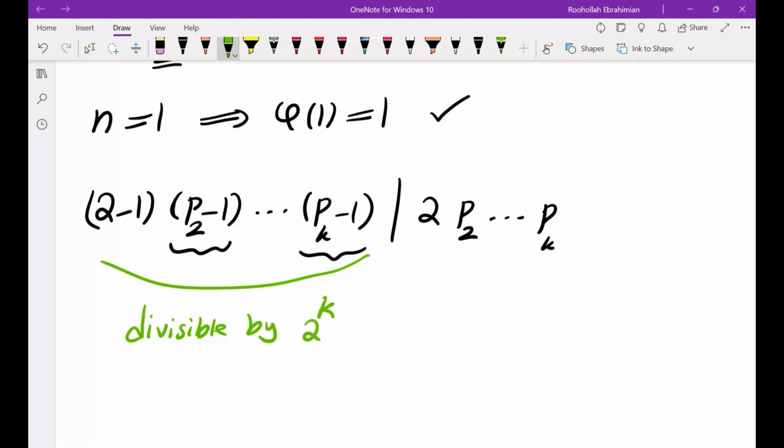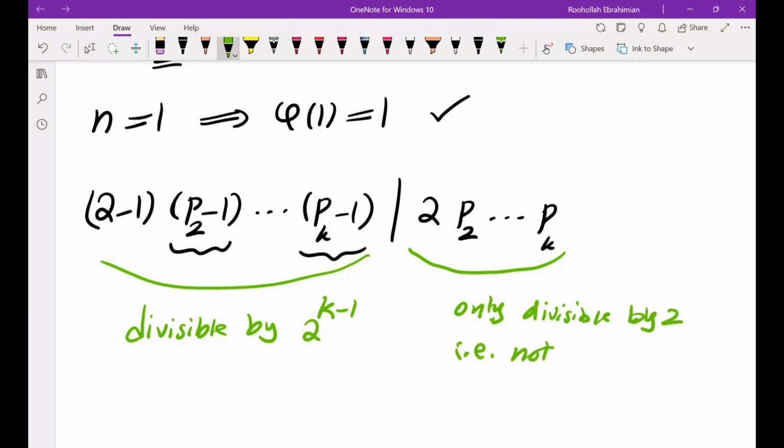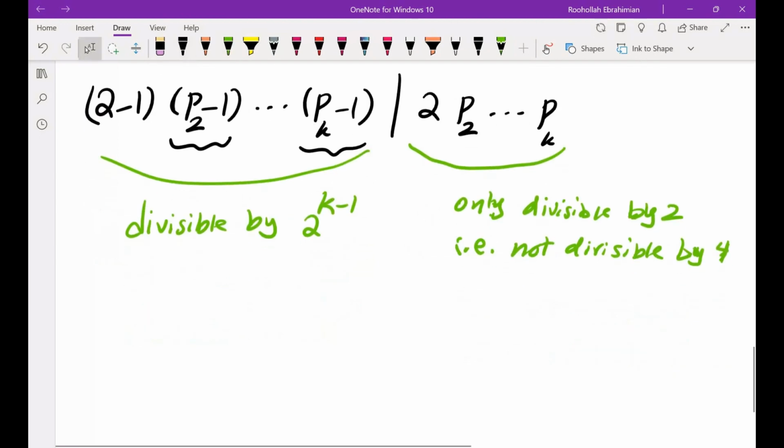by 2 to the power of k minus 1. There are k minus 1 primes on the left besides 2, so that would have to be divisible by 2 to the power of k minus 1. But this is only divisible by 2. What does that mean? It means not divisible by 4, because all of the pi's are odd. So since that's not divisible by 4, that tells us that k must be 2. So you cannot have more than one prime other than 2.